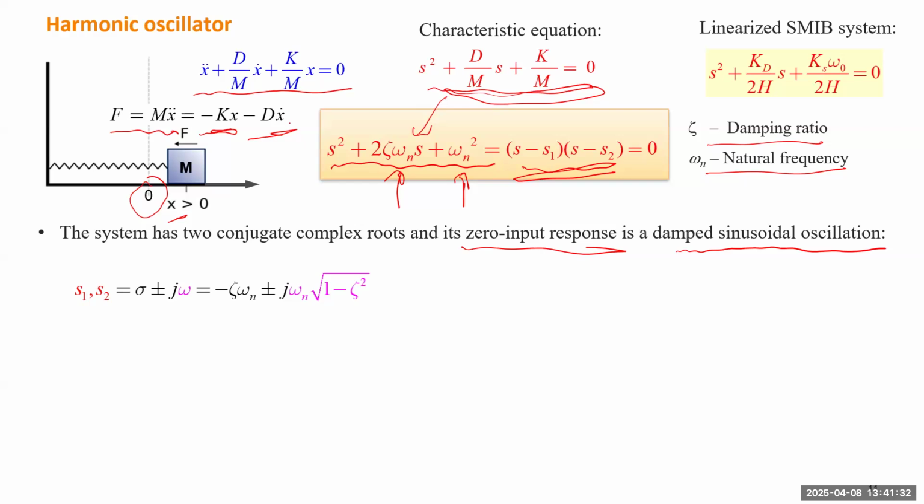All right, so assume the two roots of the characteristic equation are S1 and S2, and they are a conjugate pair with the same real part and opposite imaginary part. So the real part is called sigma, the imaginary part is omega. If you solve this standard characteristic equation, you can easily prove the real part will be negative zeta omega n, and the imaginary part will be omega n multiplied by the square root of 1 minus zeta squared.